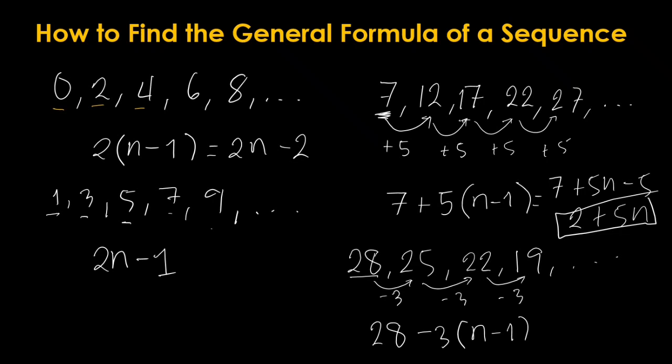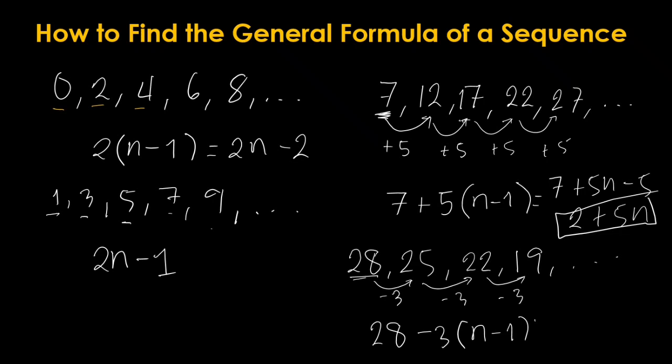You can verify it when your n is 1. This is 0, so this term becomes 0. We get 28 for the first term. For the second term, your n is 2. 2 minus 1 is 1, times negative 3 is negative 3. 28 minus 3 is 25. Okay, and you can verify the rest of the terms.